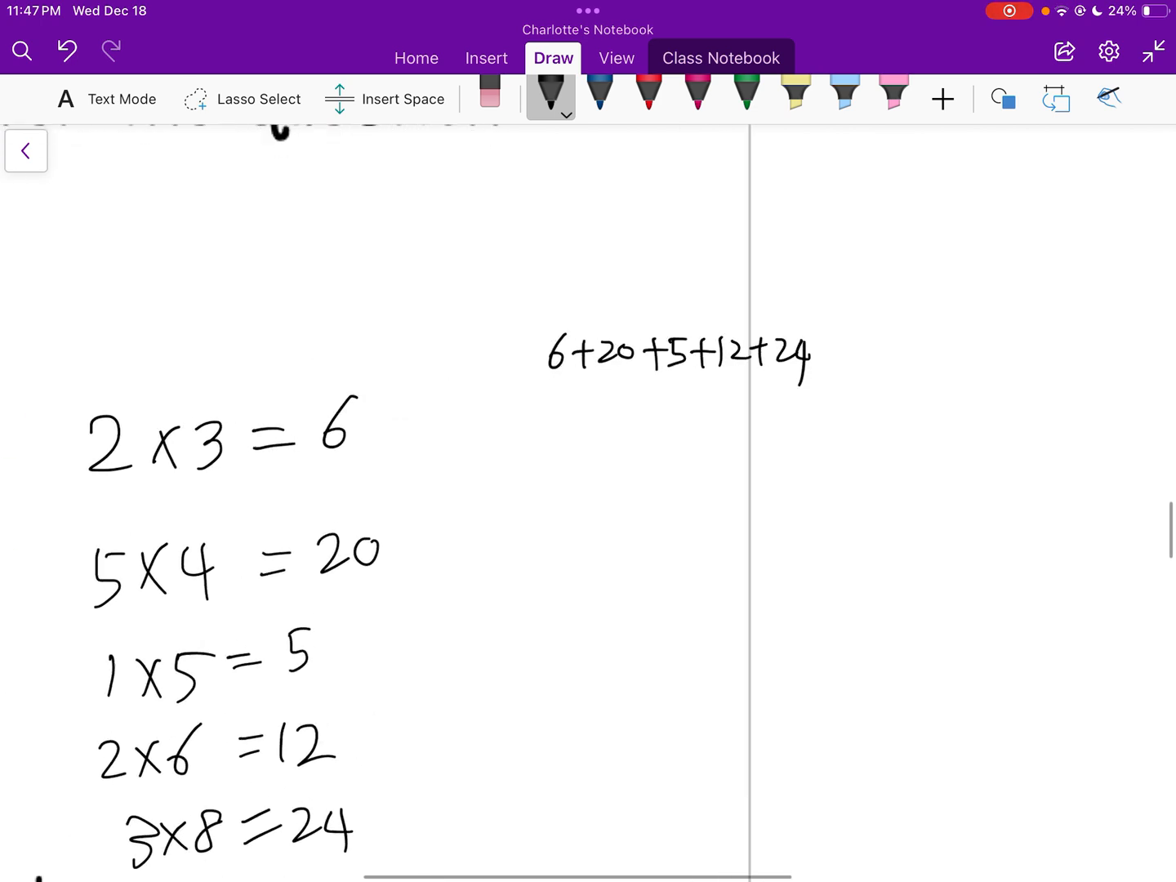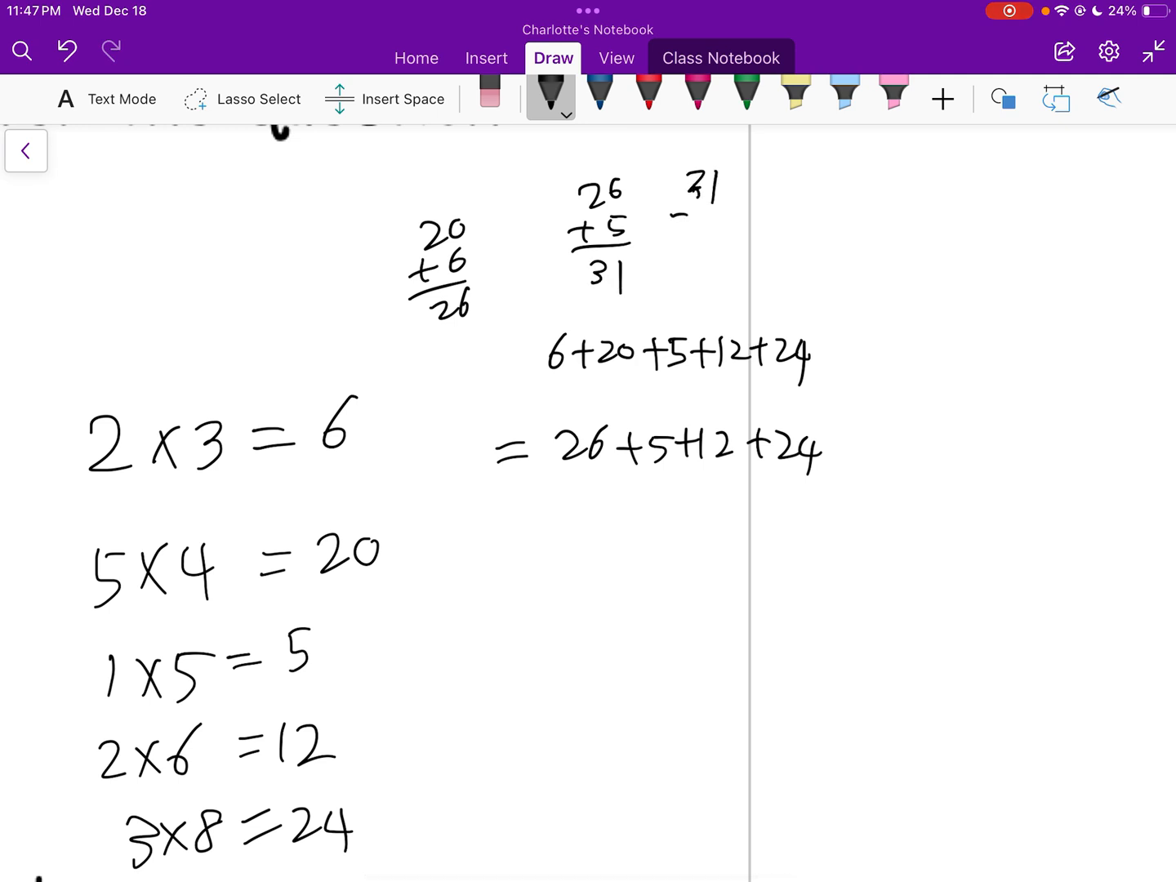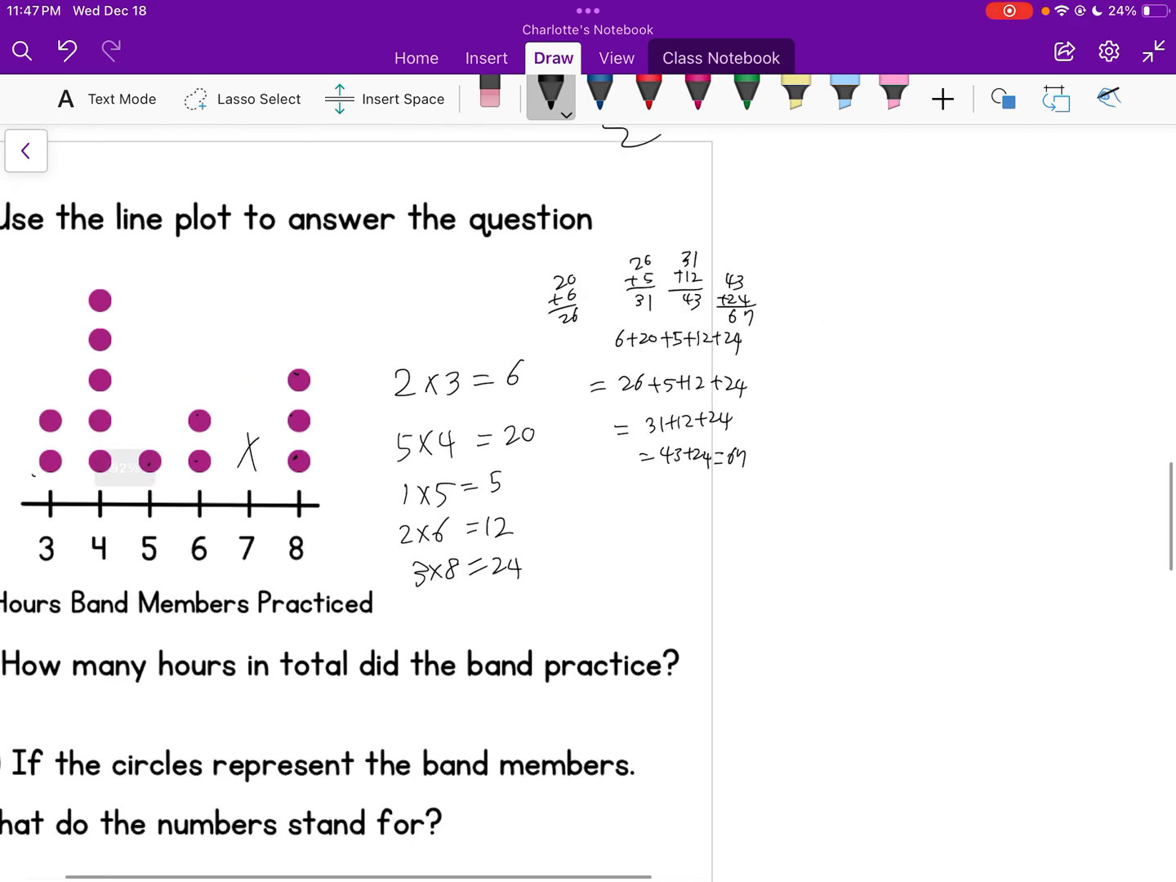So 6 plus 20 is 26. And 26 plus 5 is 31. And 31 plus 12 is 43. And 43 plus 24 is 67. So 67 hours in total.